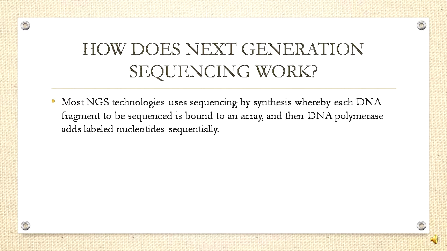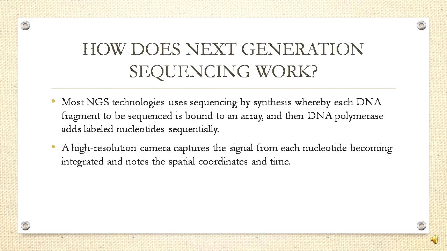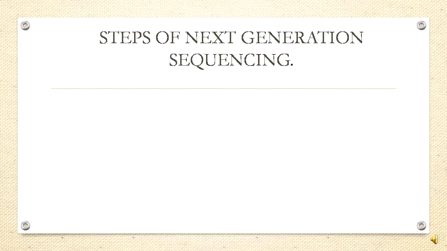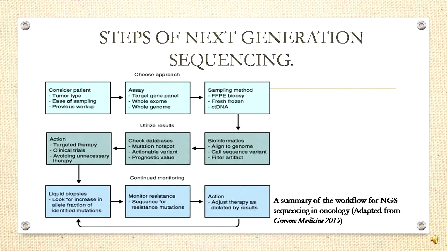Most NGS technologies use sequencing by synthesis, whereby each DNA fragment to be sequenced is bound to an array, and then DNA polymerase adds labeled nucleotides sequentially. A high-resolution camera captures the signal from each nucleotide becoming integrated and notes the spatial coordinates and time. The sequence at each spot can then be inferred by a computer program to generate a contiguous DNA sequence, referred to as a read.